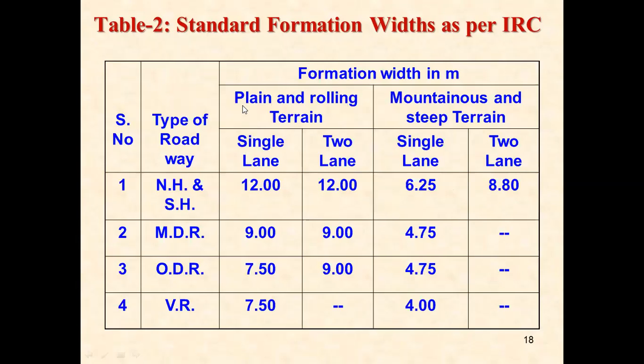That's why for national highway and state highway, it is 6.25 meters for a single lane and 8.8 meters for two lanes. For major district road, 4.75 meters, other district road 4.75 meters, and village roads 4 meters. In the case of mountainous and steep terrain, and in the case of plain terrain, it is going to be different. These are the standard formation widths as given per the IRC.